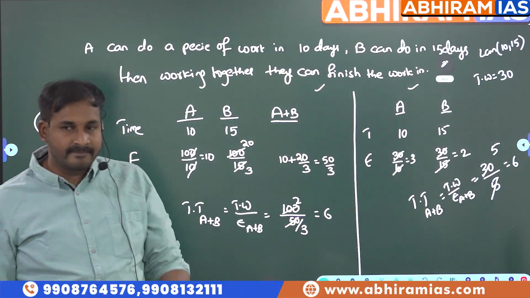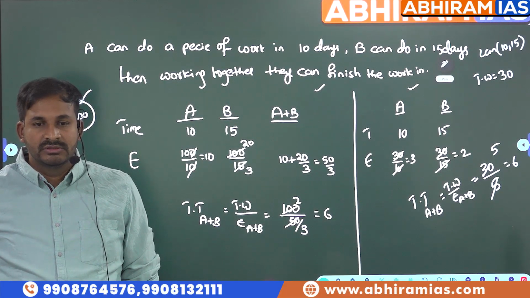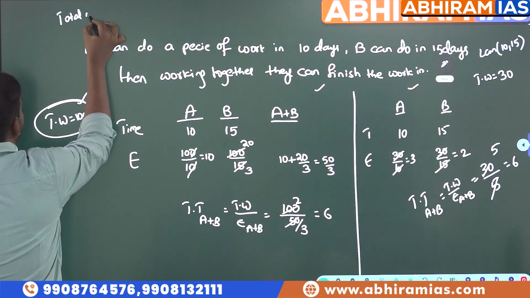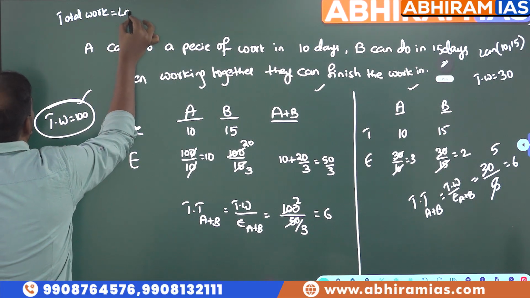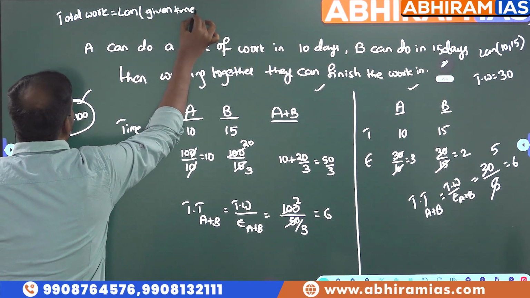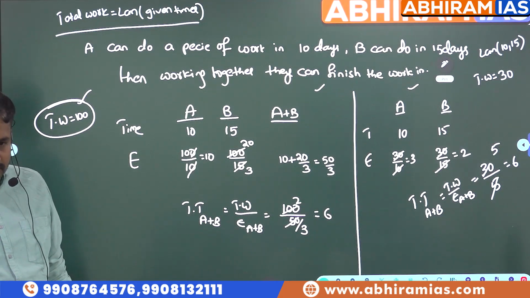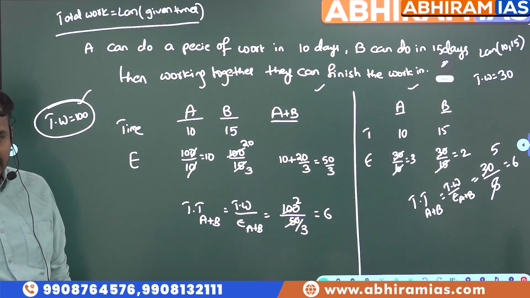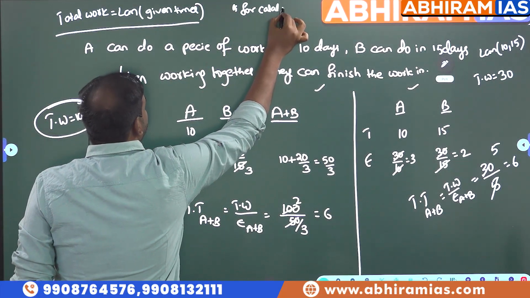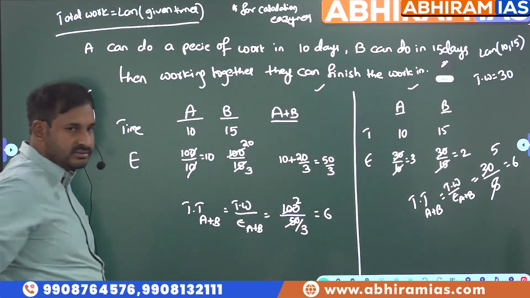Okay, write down there. Next point, write down students. Total work is equal to LCM of given times. There, if you want, you can write a star mark, for calculation easiness. Nothing more than that.